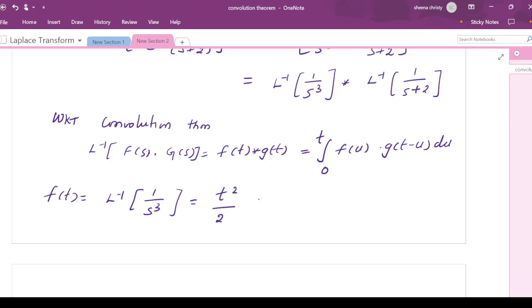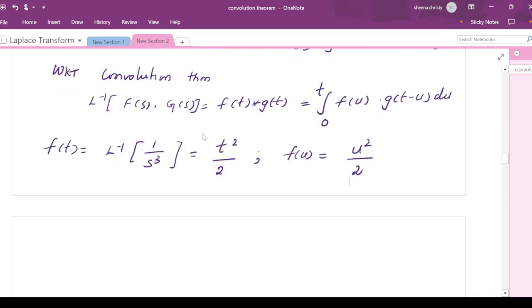Okay, and here in the formula, we are having the integral from 0 to t of f(u). So I'm going to take f(u) by putting t equal to u, you will get u squared by 2. Likewise, we are going to find what is g(t). g(t) we have considered as L inverse of 1 by (s plus 2).